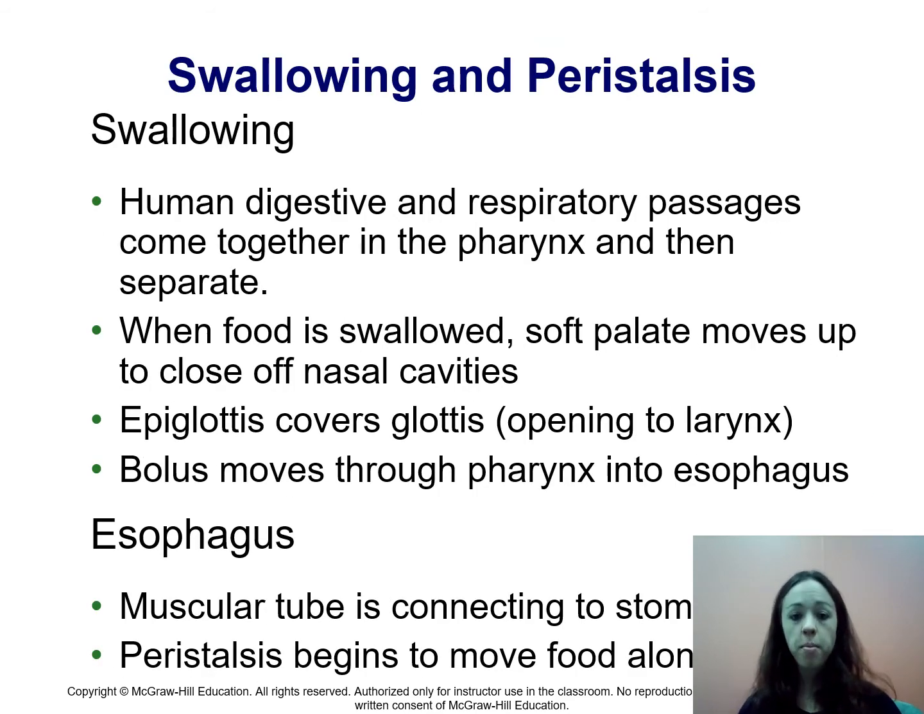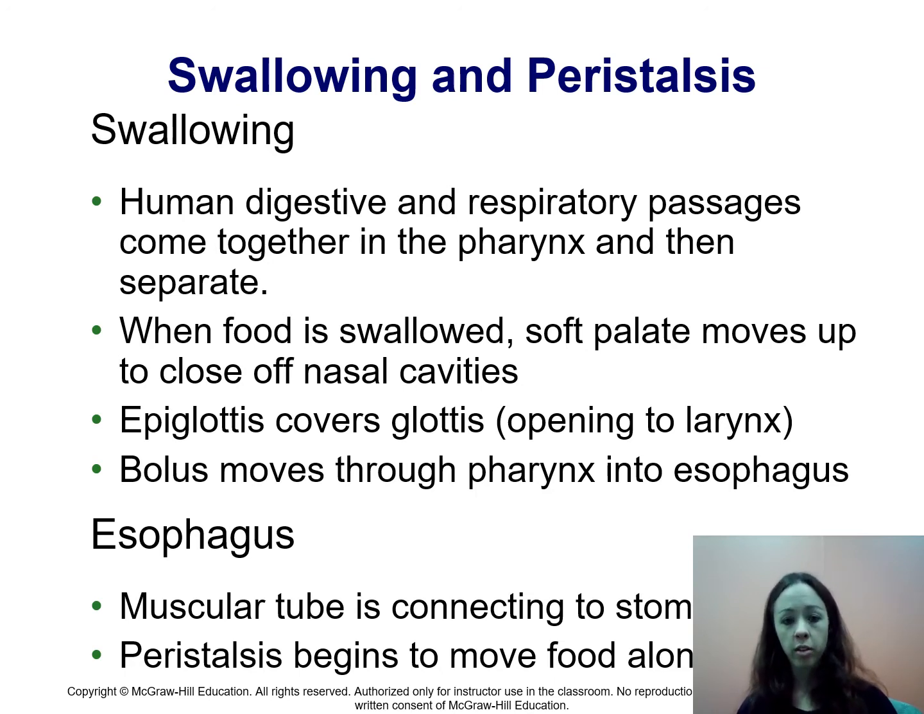Food moves from our mouth to our stomach through another organ called the esophagus. The esophagus is made up of a couple of different muscle layers that alternately contract, which creates a wave-like motion that pushes the food into our stomach. This wave-like motion is called peristalsis.